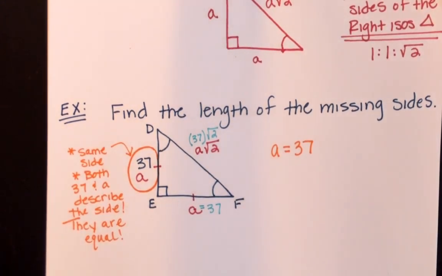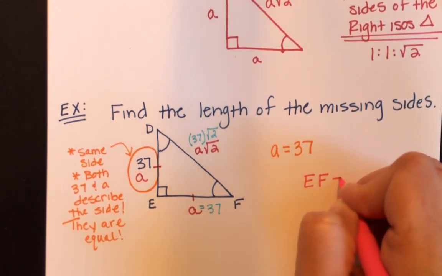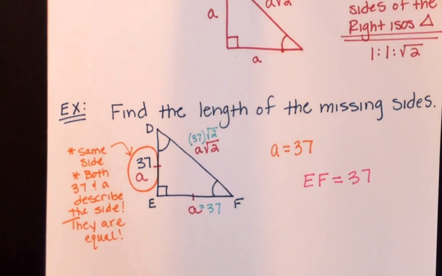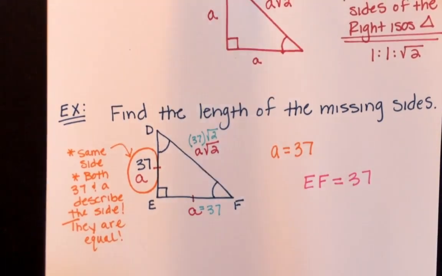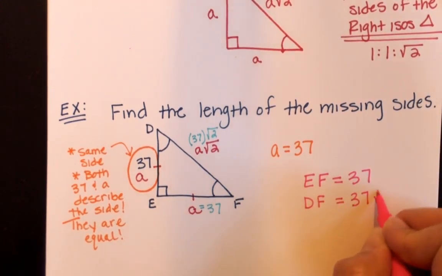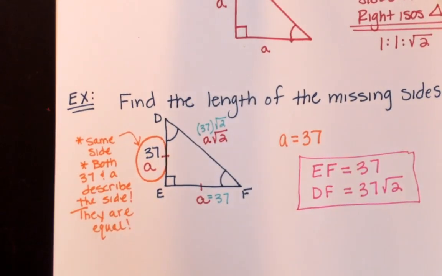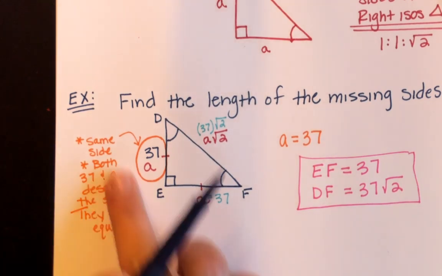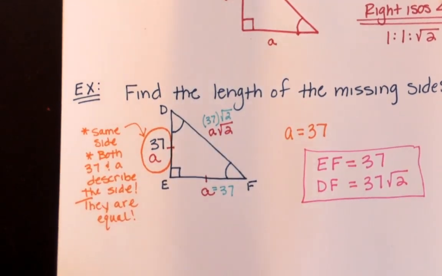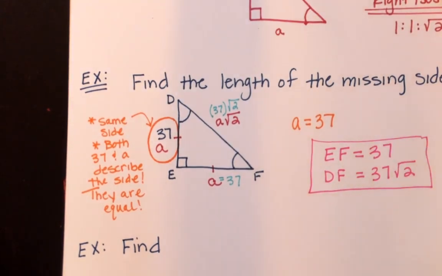So when we list our final answer, they're going to have EF equals, and you will simply put 37. And they're going to have DF equals, and you will put in 37 radical 2. And that's it. So it is supposed to be easier and faster because what I wrote down, all of that's in your head. So let's change the directions just a tad.